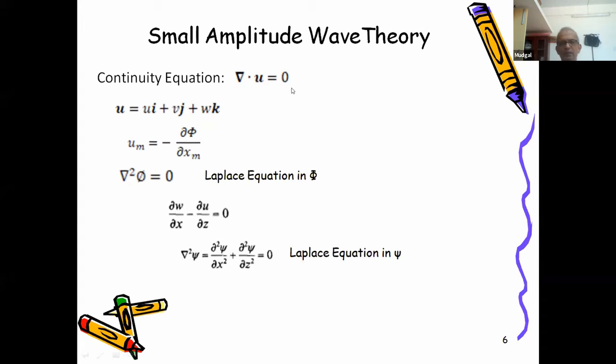So first, let's take this continuity equation, which is nothing but conservation of mass. So del dot u is equal to 0, where u is the velocity, which is given by its components in the x, y, and z direction, and u in any direction. So the subscript m indicates any direction. It could be x, y, or z. And phi is the velocity potential. So this is the definition for the velocity in terms of the velocity potential. You take this and substitute back in the continuity equation. You will end up with the Laplace equation, which is nothing but del square phi by del x square plus del square phi by del y square plus del square phi by del z square is equal to 0.